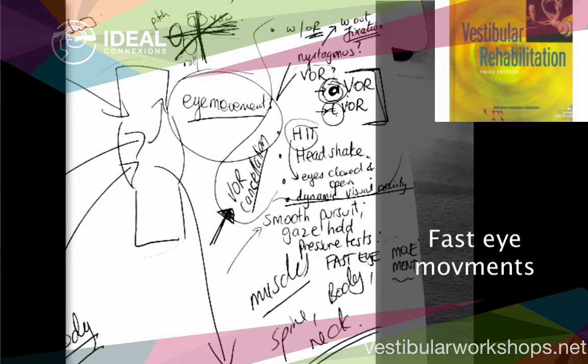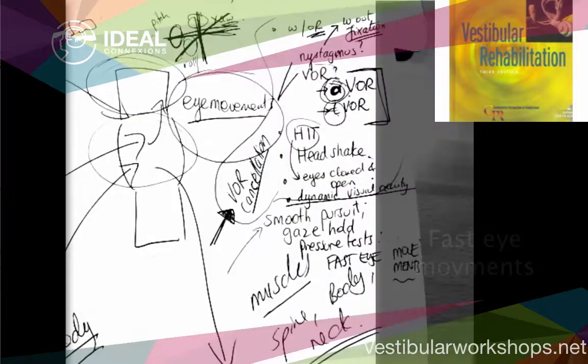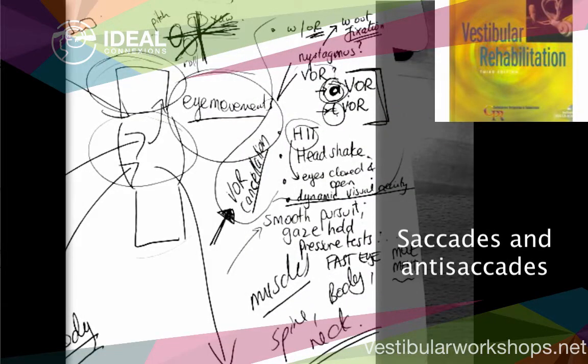Fast eye movements, which are another higher level up, require a lot more brain in this part here, and a little bit of this part here. And I think that's it. So that's your eye movements, and they're all relevant to the vestibular system.